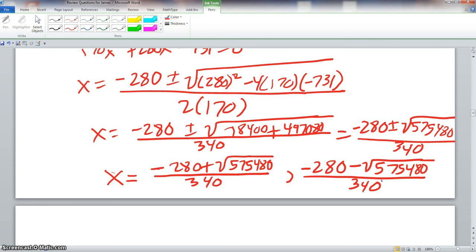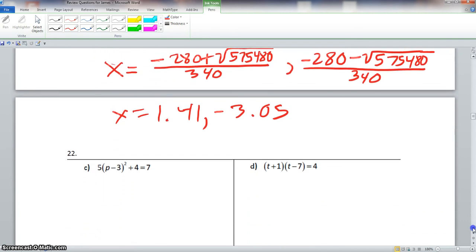And that would give us, because it tells us to round to 2 decimal places, approximately 1.41, and it's positive. Now we go to the second value. We'll take negative 280 minus the square root of 575,480, and then divide that by 340. And this would give us a negative 3.05. And that is our final answer. Now I know in the back it has negative 3.06, but it's supposed to be a negative 3.05.